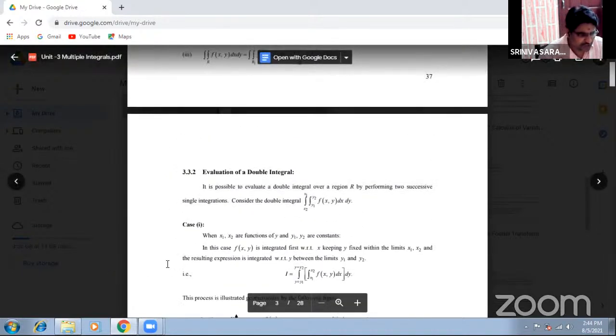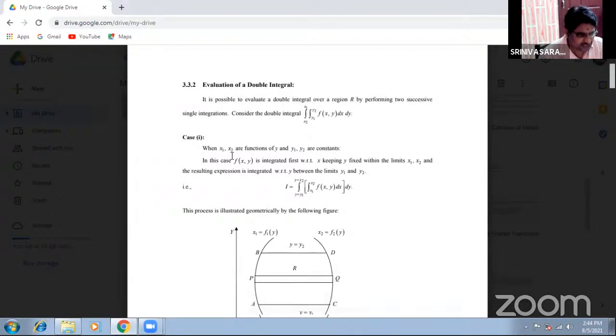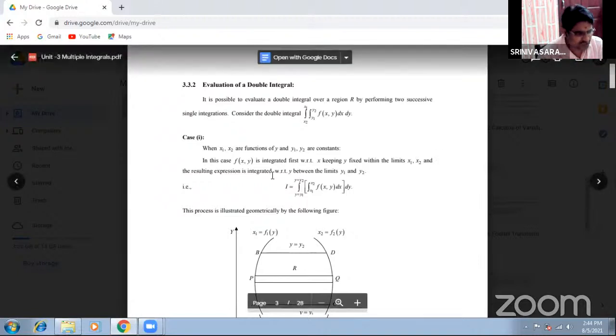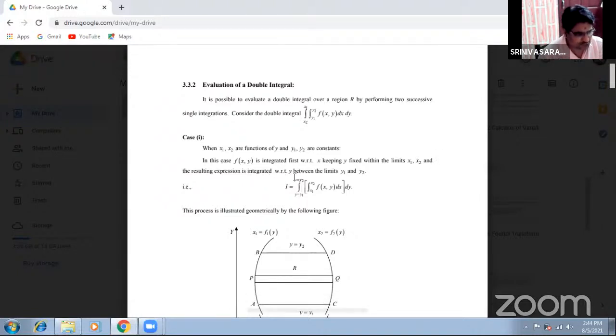Now we observe the nature of the double integral in case one. Suppose x1, x2 are functions of y, and y1, y2 are constants here. We integrate the function with respect to x, keeping y fixed, within the limits x1 and x2, and the resulting expression is integrated with respect to y between the limits y1 and y2.